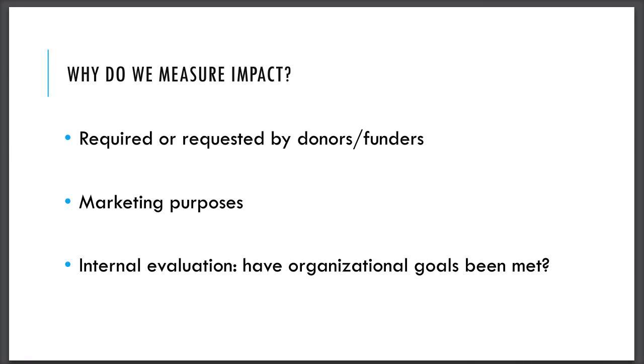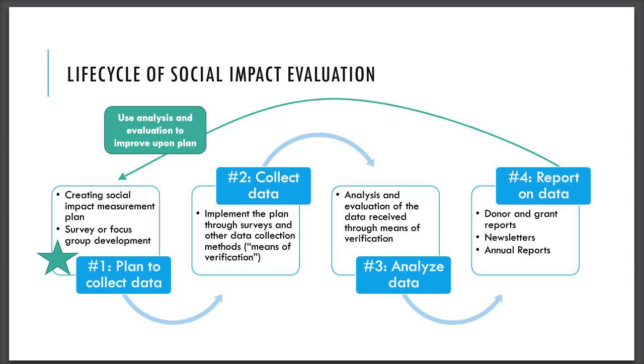Life cycle of social impact evaluation. Regardless of the reason or reasons why it is important to measure impact, the implementation of a social impact evaluation plan can be broken down into four major areas or stages. The first one is the development of a plan to collect data. The second stage is the collection of the data. Third stage is the analysis of this data. And the fourth and last stage is the reporting of the data. This last step is very important because it will allow for constant updates of step number 1, which is how to plan to collect the data, which will ensure your plan is in line with the requirements of your target audience.